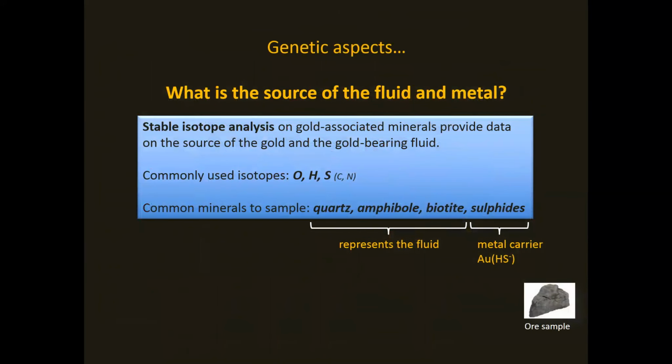So looking at the genetic aspects, trying to understand how these deposits are formed, one thing that we are interested in is finding out the source of the fluid and the metal, the fluid that carries the metal gold. And for this, we use different types of stable isotope analysis. The ones that are most commonly used are oxygen, hydrogen, and sulfur. And we sample minerals such as quartz, amphibole, and biotite, which will represent the fluid composition, and different sulfide minerals, which will represent the source of the metal, the source of gold in that case.